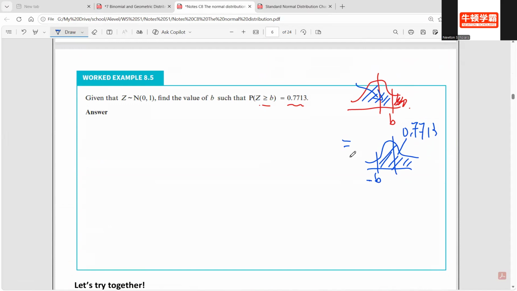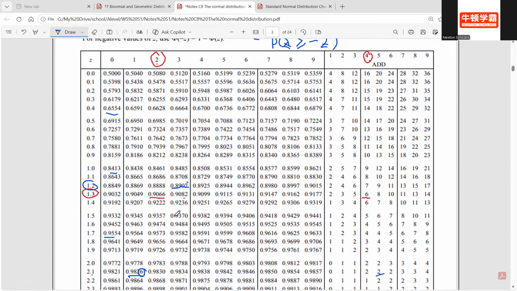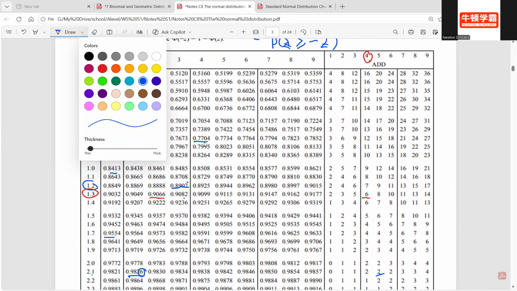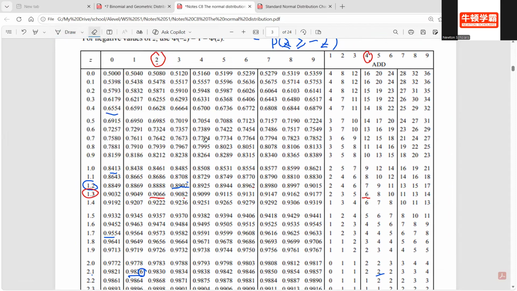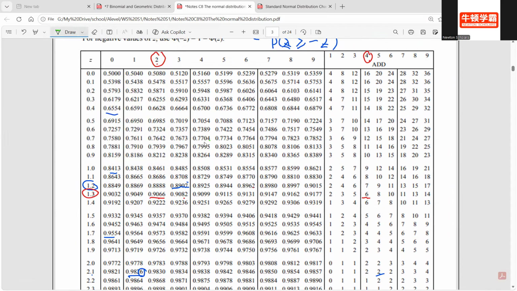Okay, here. We go back to the value 0.7713. We find it from here. It's around here, because 3, 4 cannot. 1, 3 should be this one. I use another color, because it is very confusing.